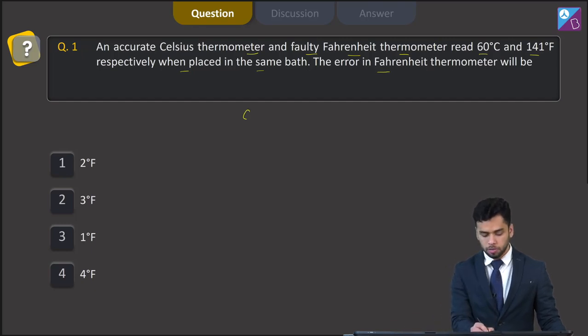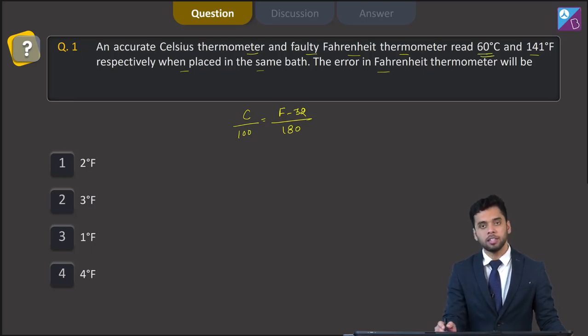Dear students, we know the relation between the Celsius scale and the Fahrenheit scale: C by 100 is equal to F minus 32 over 180. Now, according to the question, the reading of the Celsius scale is right. So in place of C, I'll put 60. So 60 by 100 is equal to F minus 32 over 180. As you solve this, the value of F comes out to be 140 degrees Fahrenheit. So the correct reading corresponding to 60 degrees Celsius will be 140 degrees Fahrenheit, but the faulty reading is 141 degrees Fahrenheit.